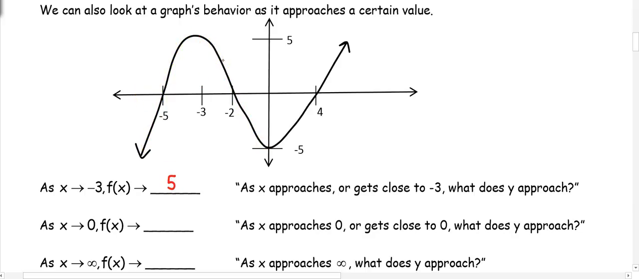When it says x is approaching 0, x is 0 over here on this red dotted line. So as we approach it from either direction, what y value are we getting closer to? And in this case, we're getting closer to -5.